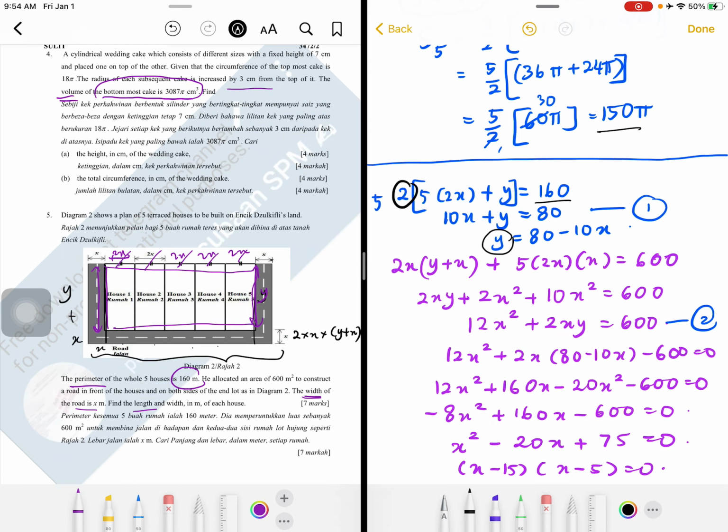okay, he allocated an area of 600 meter to construct a road in front of the houses and on both sides. So what I did is I tahu bahawa dekat sini y. So nak cari lebar, nak cari berapa area untuk jalan ni. I kira satu-satu. Ini 1, ini 2, ini 3. 1 dengan 3 sama. So yang ini kita tengok nombor 1 dulu. So nak cari area dia x. Area dia adalah x. Sebab I said that this is y just now.